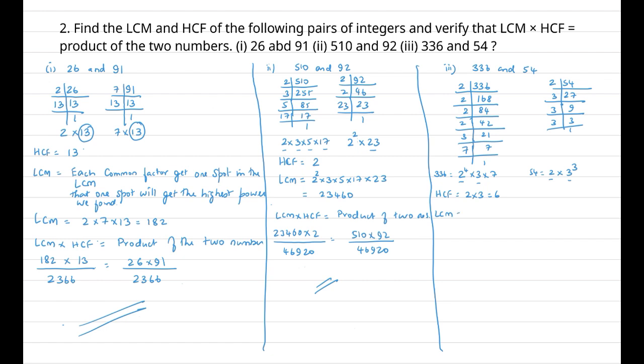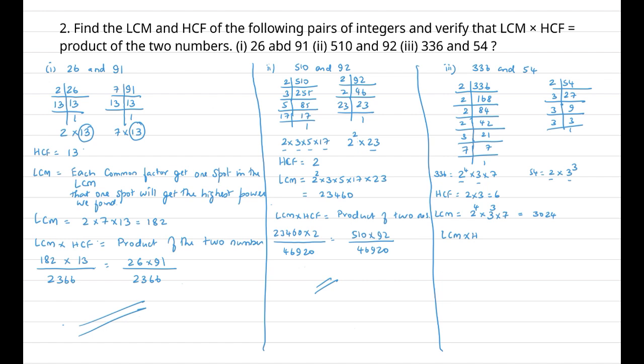Least common multiple. I told you, there is a rule: each common factor gets one spot in the LCM. So the factors here are 2, 3, and 7. The second part of the rule says that one spot will get the highest power. For 2 the highest power is 4, and for 3 the highest power is 3. Now when you multiply this, you will get 3024.